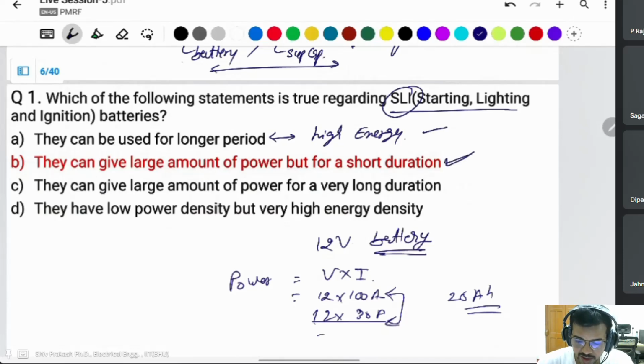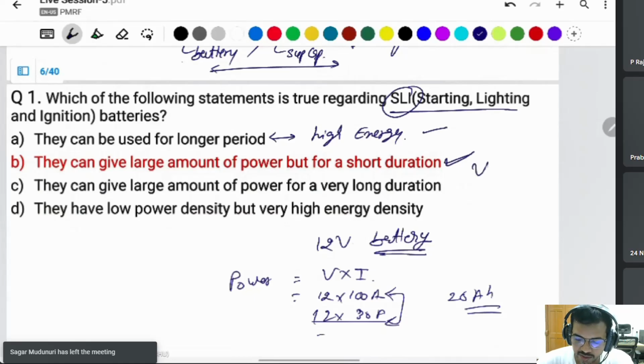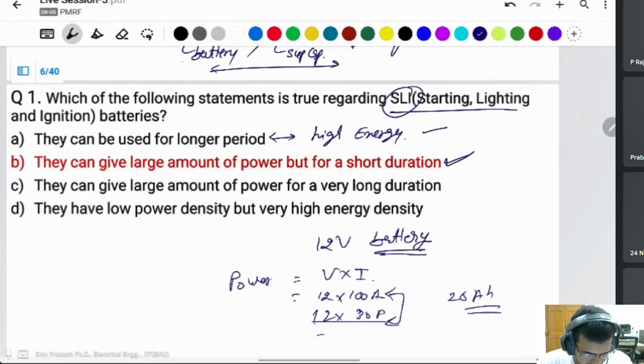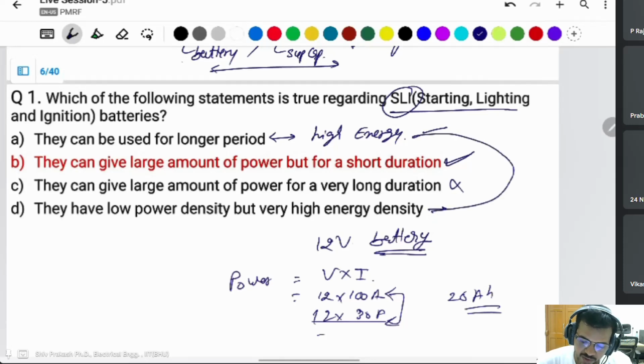They can give a large amount of power for a certain duration. Yes, that's one. Large amount of power means the voltage is fixed for both, but the current is high. It will provide the high current for a short duration of time. Next option: they can give a large amount of power for a very long duration. No. They have low power density but very high energy density. No, same thing, these are the same option. Low power density means the current value is less, but it will last for a large duration of time, 1 hour, 2 hours, 3 hours, 4 hours, like that.